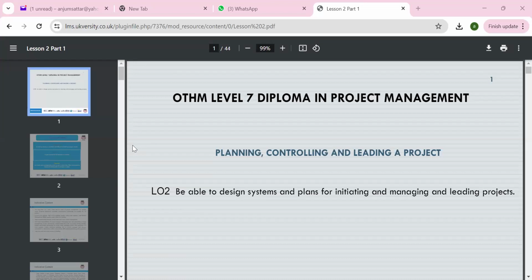The key focus of today's lesson will be LO2. Welcome everyone. We'll start LO2, learning outcome 2, which is about being able to design the system and the plan for initiating and managing a project. So that's the key: how we can manage the project.